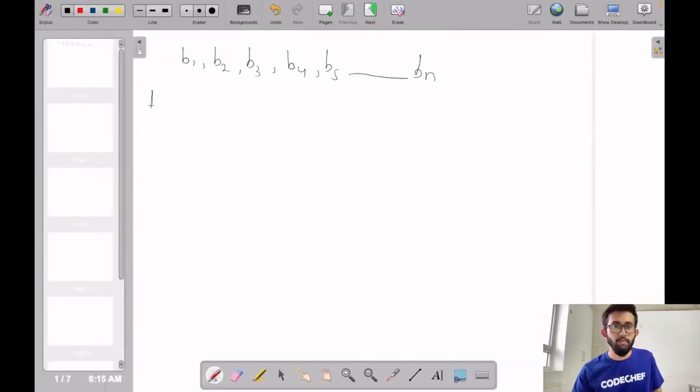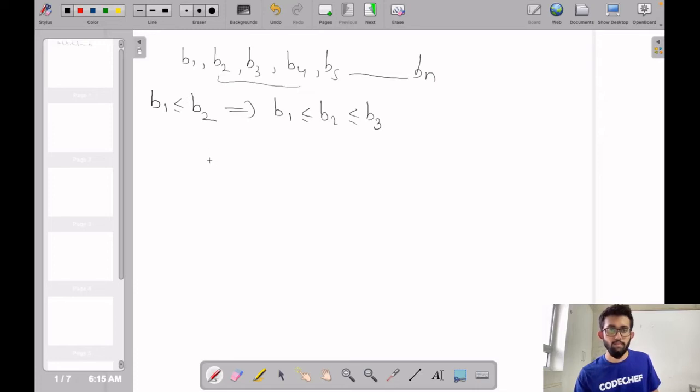We had assumed B1 less than or equal to B2, and we saw that B2 is less than or equal to B3. Now we apply the same logic for this segment. Either this condition would hold or this condition would hold.